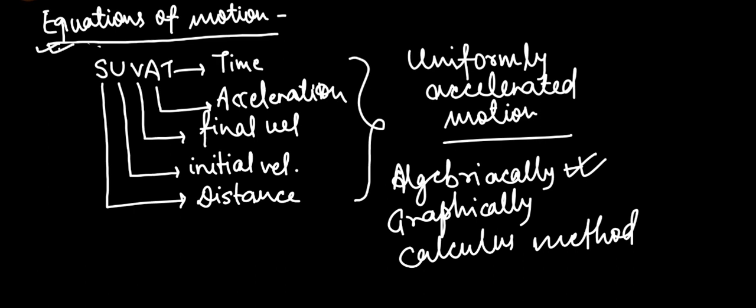In the next video we will be deriving the equations of motion graphically, and the calculus method will be used for the higher standards like class 11th and on, but from the class 9th perspective the derivations are algebraic and graphical only in the syllabus. So in this video, we will be particularly discussing the algebraic derivation of the equations of motion. Let's begin with the first equation of motion.